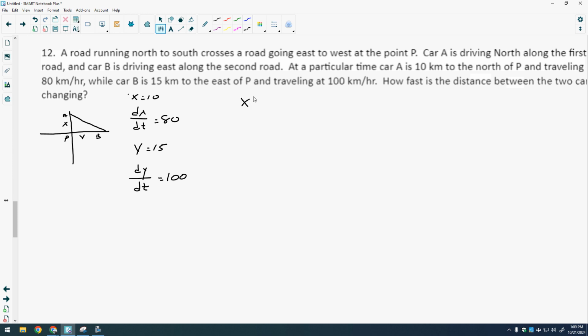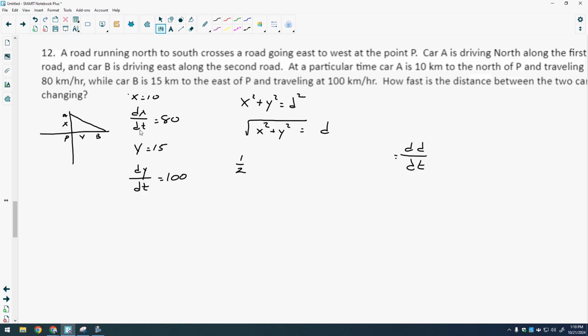So we know the relationship is x squared plus y squared equals the distance squared. So we know that the square root of x squared plus y squared equals d. And I want to know how fast is that distance changing. I want dd/dt, the rate of change of the distance in terms of the rate of change of time. Do I have any constants that I can plug in right now?